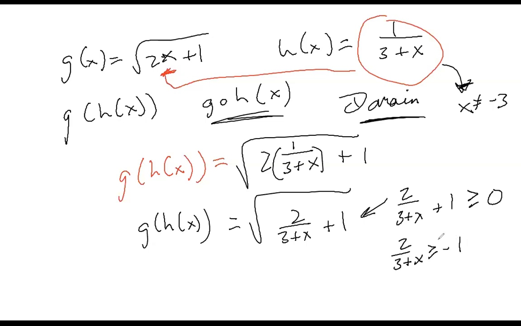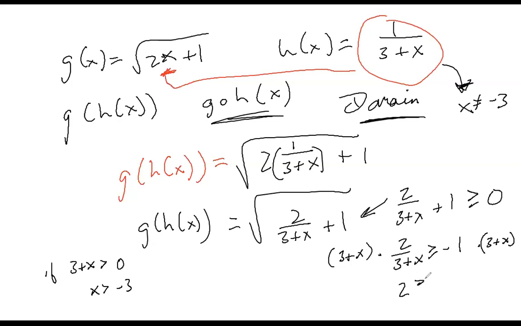Now this is a little bit tricky here, because if I multiply both sides by 3 plus x, there's really two possibilities. And again, this may be going deeper than you need to. Feel free to turn off the video. If 3 plus x is greater than 0, so in other words, if x is greater than -3, then I'm multiplying by a positive number.